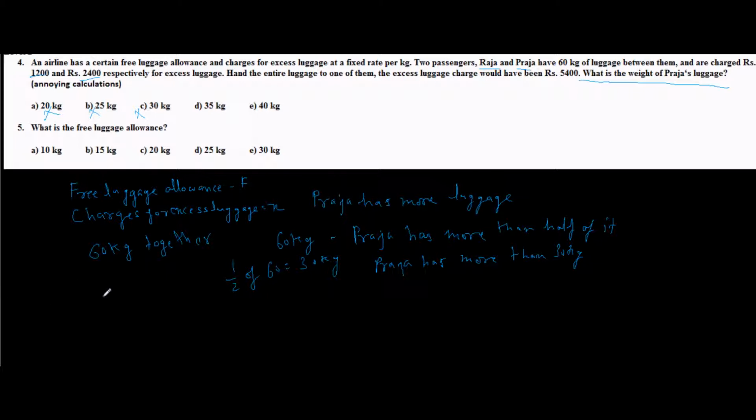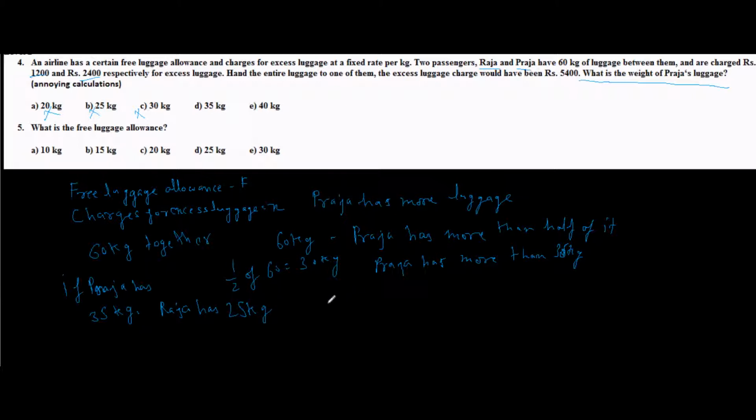So it is said that Raja is charged rupees 1200. Now if Praja has 35 kg, which is more than 30 kg, then Raja has 25 kg.